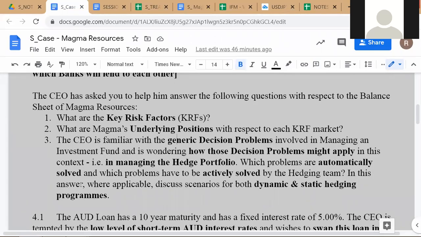He's saying that the CEO knows the problems involved in managing an investment fund. Okay, so he's already gone through your first two projects. He knows what kind of decision problems you have. And he's wondering how those decision problems might apply here in the hedge portfolio management context. Is there anything which is automatically solved and any problems which have to be actively solved? So what is the nature of the solutions to these problems? Okay, and for dynamic and static hedging programs.